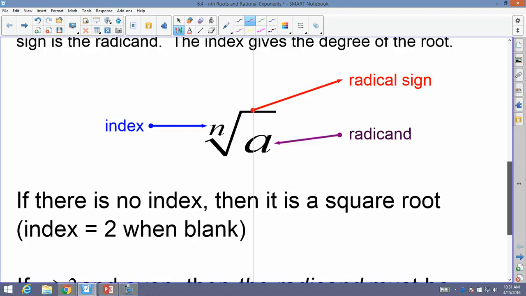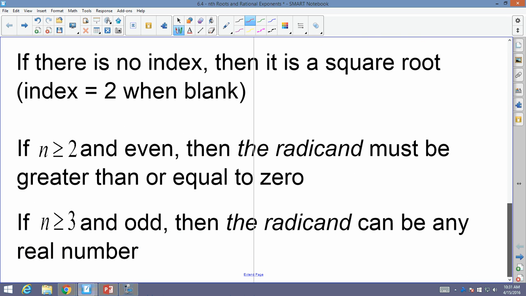What happens when we have a negative inside of a square root? We talked about this already. Exactly, it's i. It's an imaginary number. So you don't have any real roots when you have a square root of a negative number, but you do have imaginary roots. Now, if my index n is greater than or equal to 2 and even, the radicand, like I said, must be greater than or equal to 0 for you to have a real answer. If not, it will be an imaginary answer.